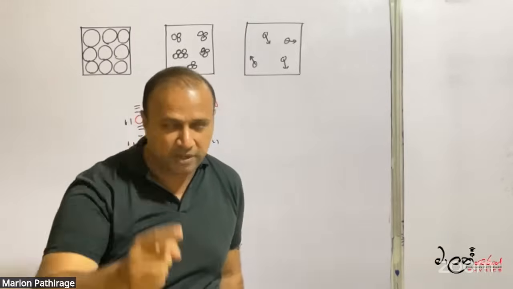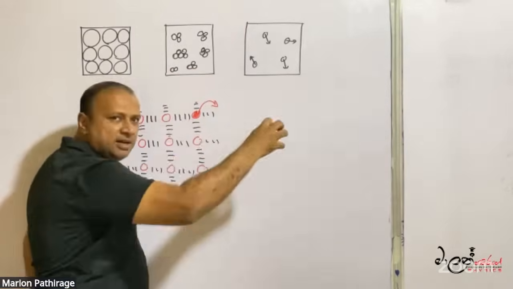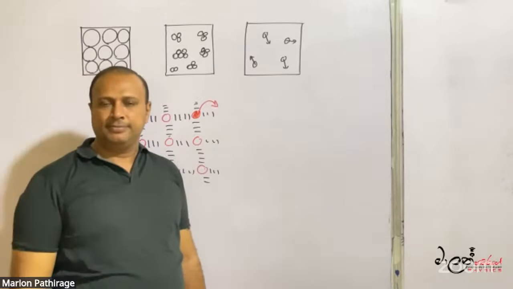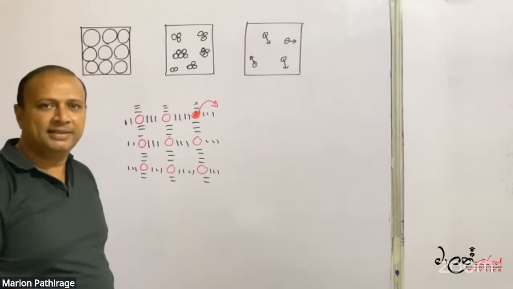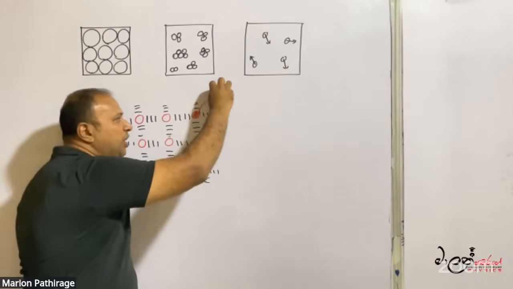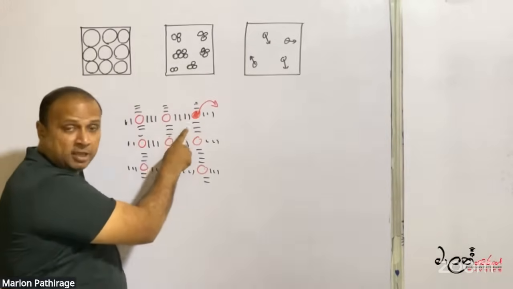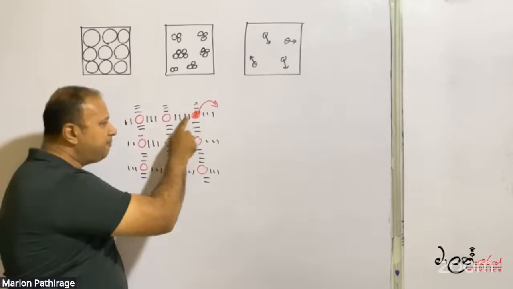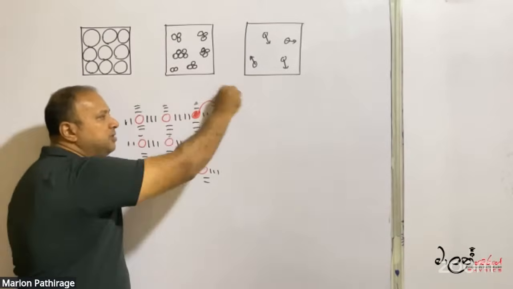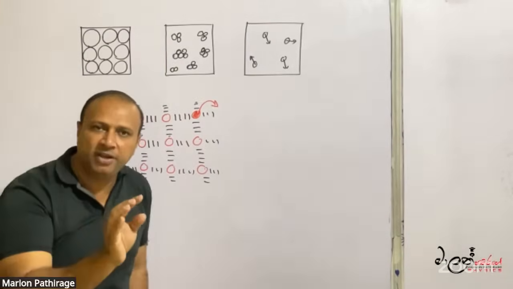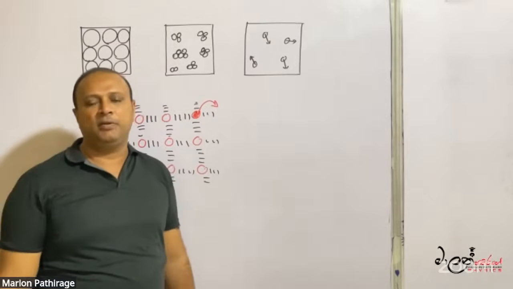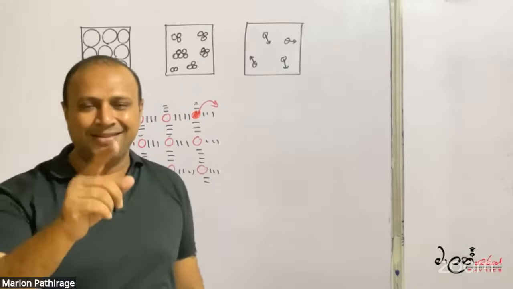So if you want to remove this particle, definitely you have to do a work. Remember this word. You have to do a work against these intermolecular bonds. That means if you want to change the place or position of this particle, definitely you have to do a work against intermolecular bonds. Is that clear?